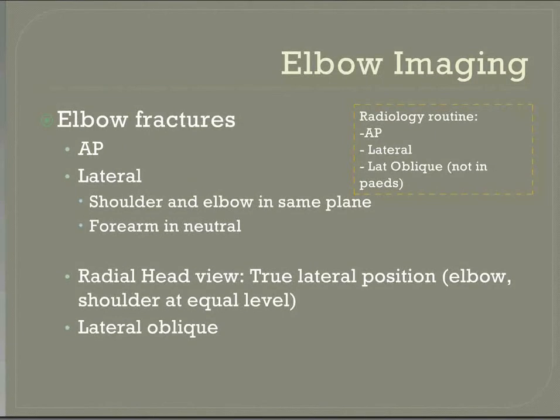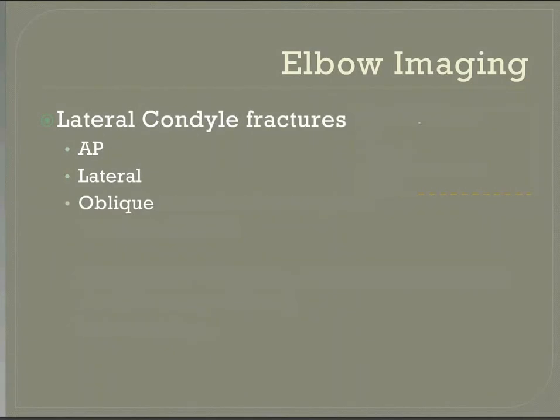So moving on to the elbow. So routinely AP, lateral, and for specific cases, radial head view and lateral oblique. The radiology department in trauma situations will routinely do an AP, lateral, and a lateral oblique, except in the paediatric population we want to reduce radiation exposure. And again, moving on to lateral condyle fractures, AP lateral and an oblique again.